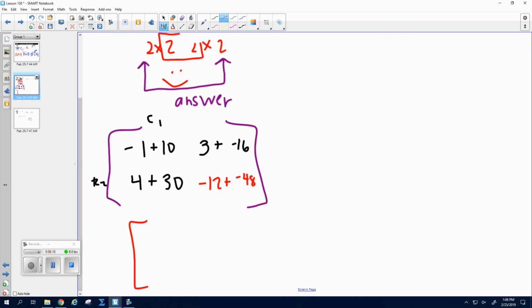All right, now I'll just simplify. Negative 1 plus 10 is 9. 3 minus 16 is negative 13. 4 plus 30 is 34, and this makes negative 60.